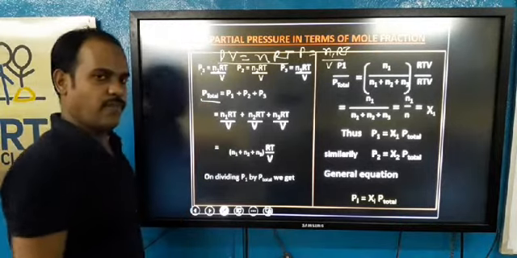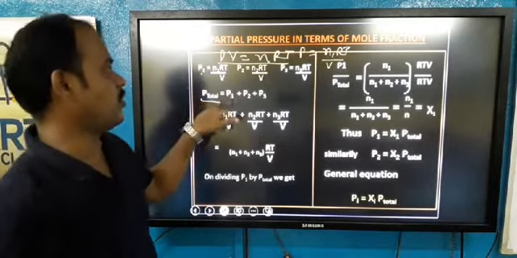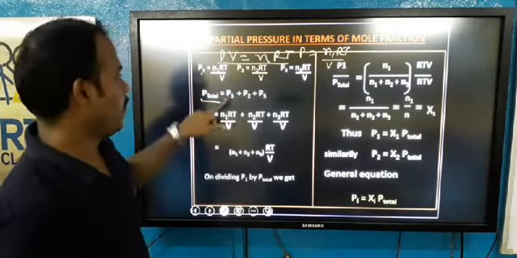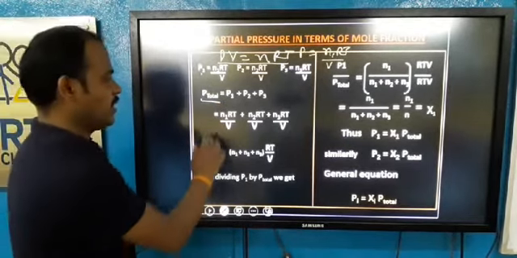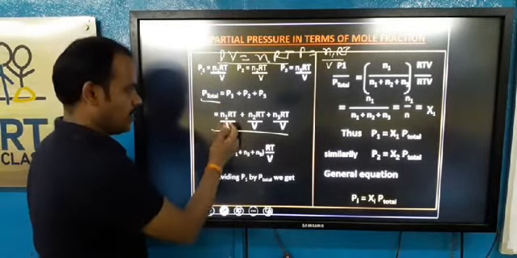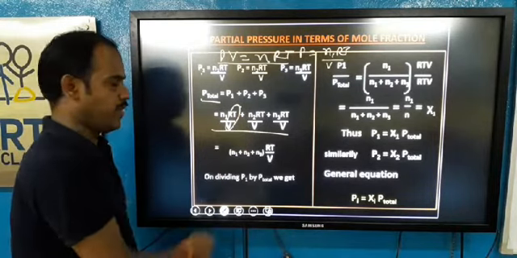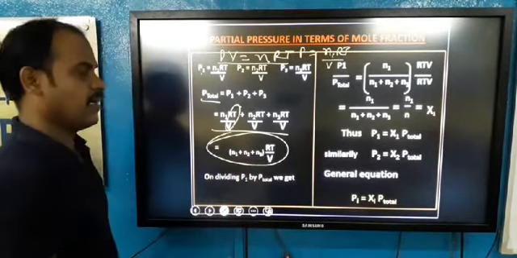According to Dalton's law of partial pressure, total pressure is equal to P1 plus P2 plus P3. Put values of P1, P2, P3. Then RT and V are common. So we can write this equation as this.